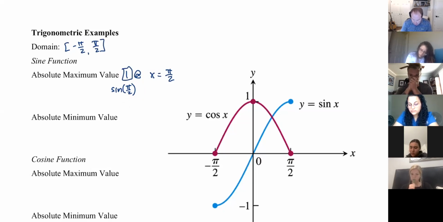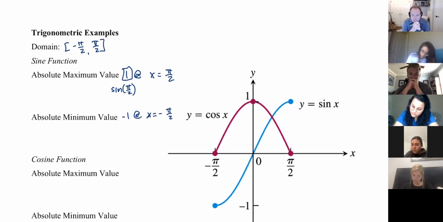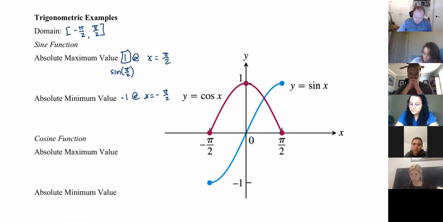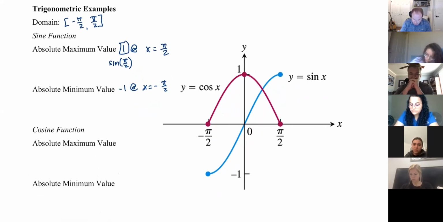Now, in the case of the minimum, you can see in the blue graph, the smallest y value is -1, and that's at x equals negative pi over 2. So now we could look at the cosine function. And before I spoil it, go ahead and take a moment, look at it, think if you could figure it out.